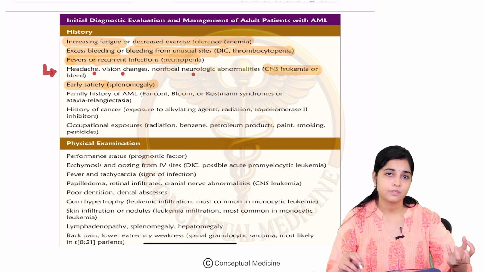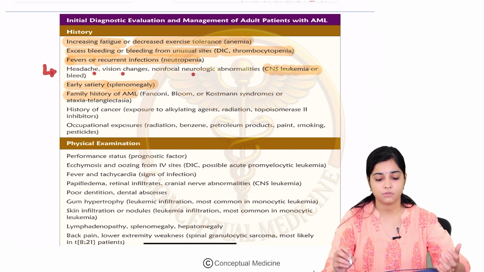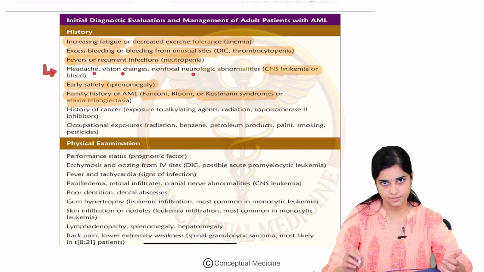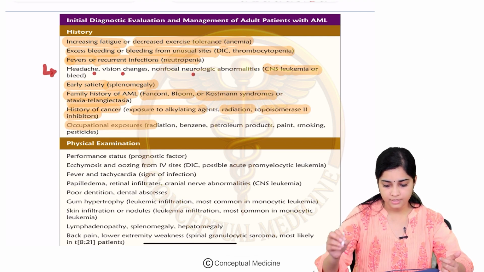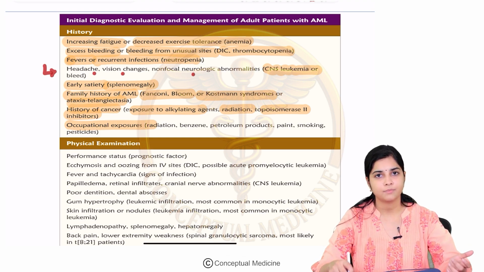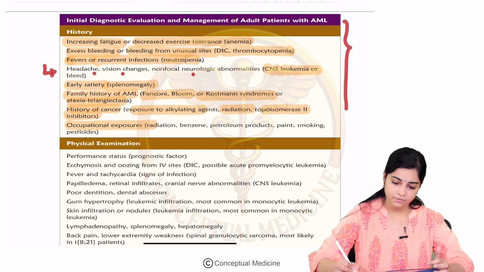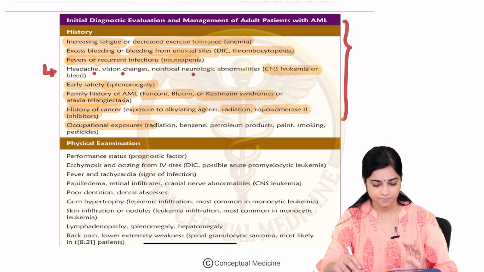Then you will also have to take an important family history because of certain syndromes which can be associated with AML, like Fanconi, Bloom's, Kostmann syndrome, ataxia telangiectasia, and so on. Then history of cancer in the past, exposure to alkylating agents, radiation, topoisomerase inhibitors, occupational exposure to smoking, benzenes, aryl hydrocarbons, radiation exposure, and so on. These are the most important points you have to remember about the comprehensive history taking which has to be done in a patient with AML.